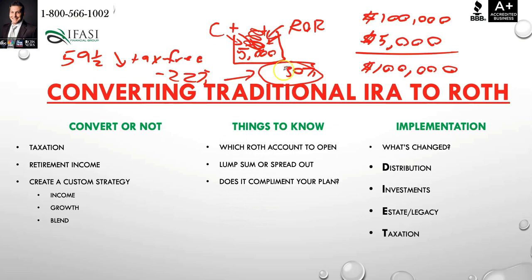So somebody would take their traditional IRA and convert it into a Roth IRA to say, I want to take my pre-tax monies and make them post-tax. I want to take this account that's growing tax deferred and have this account grow tax-free.